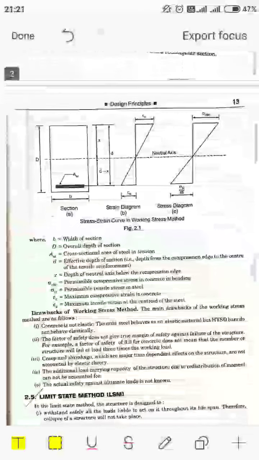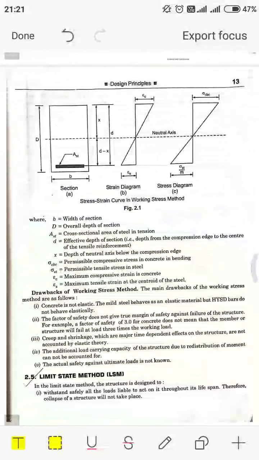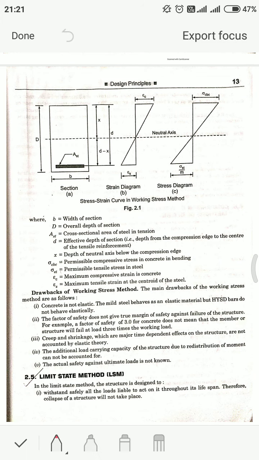So here is a diagram which shows the stress-strain curve in the working stress method. Here you can see this Ast is the area of steel, this is the distance x, and the total depth is D, which is also called the effective depth. This is a strain diagram, and this is a stress diagram, and this axis is called the neutral axis.